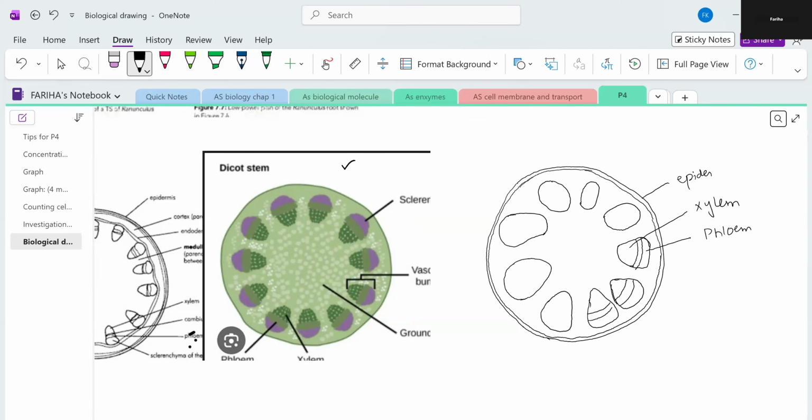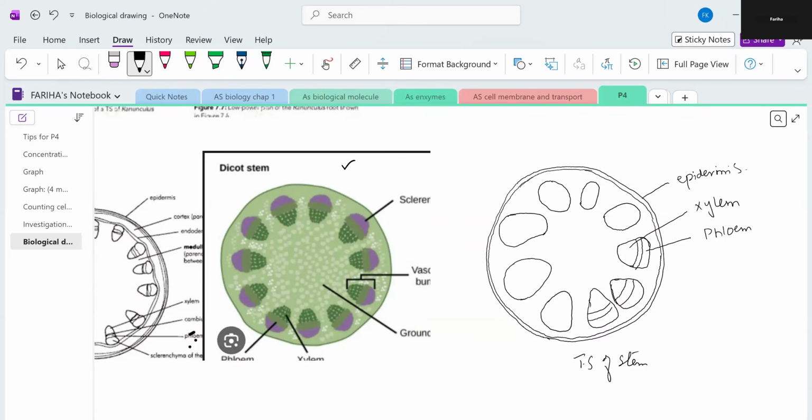Miss, do we need to draw the cell membrane too? Cell membrane? Why cell membrane? Is this a cell? This is not a cell. This is a TS of stem. TS means transverse section of stem. This is not a cell.